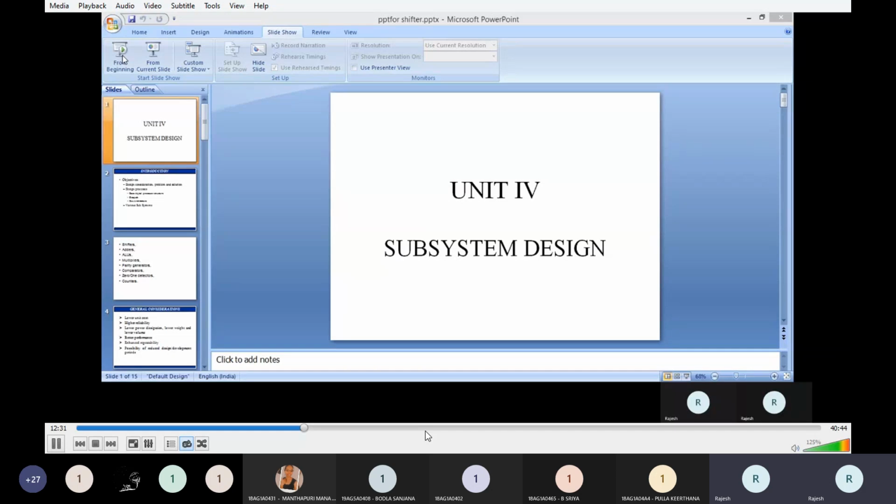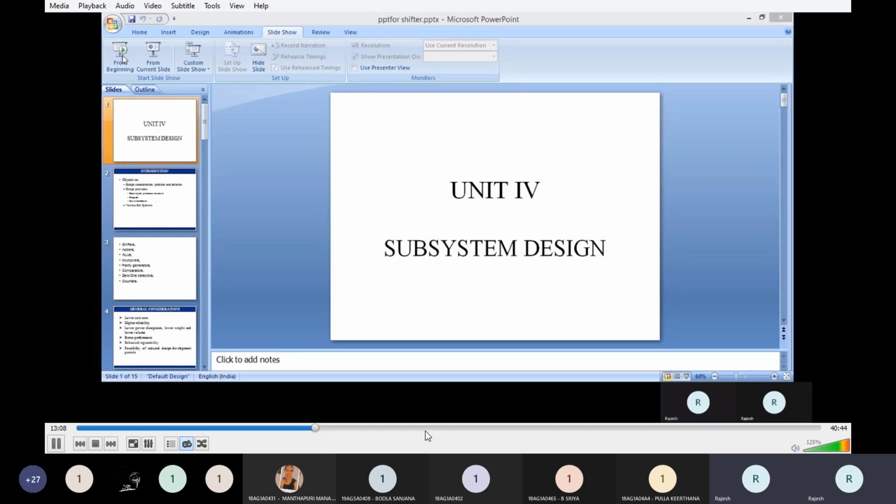So we are going to see the first subsystem. That is your unit 4. It is your subsystem designing. So what is subsystem designing? If subsystems are optimized for all the 3 major parameters, area, power, and speed, then its cost will be less. It produces high performance.